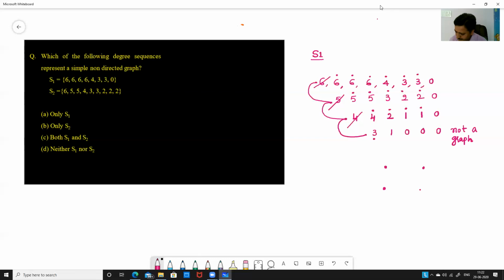I can take 5 vertices. Now there is a vertex of degree 3. Let me take this vertex having degree 3. Then can you find a vertex of degree 0? Yes, I can find a vertex of degree 0. Can you find another vertex of degree 0? No, it is not possible. Therefore, it is not a valid simple graph. So S1 is not correct.